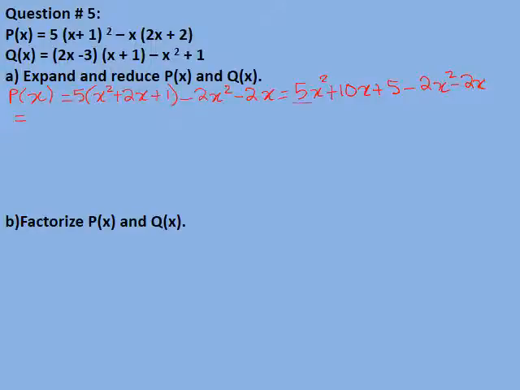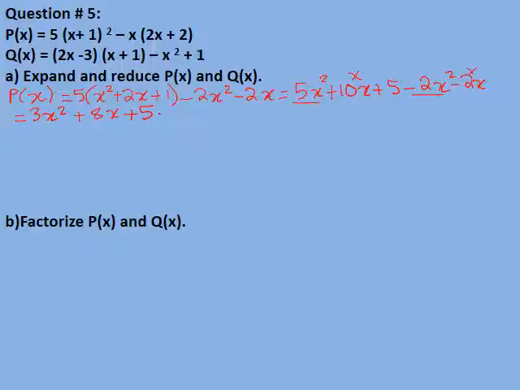5x squared minus 2x squared, 5 minus 2, 3. 3 what? x squared. We also have plus 10x minus 2x. This plus and this, 8x. This is plus 8x. The numbers we have: 9 plus... where's 9? We have only plus 5. So this is the expanded P of x.